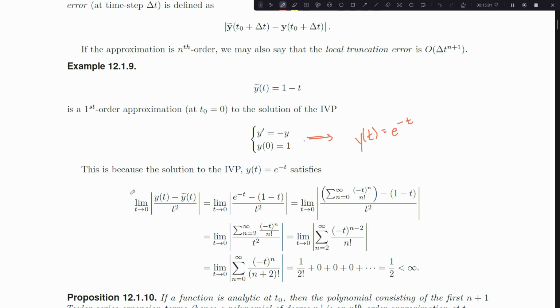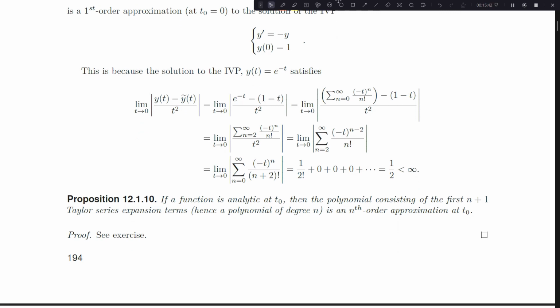And if we calculate this limit, notice I've put a t squared in the denominator because I'm claiming it's a first order approximation. So that number always has to be the order plus 1. And I expand my solution with a Taylor series, then this agrees with the Taylor series up to 2 terms, the constant and the linear term, and so then I start at n equals 2. If I take the limit as t goes to 0 of the n equals 2 term divided by t squared, I just end up with 1/2, which is finite. And so there's a nice example of a first order approximation to the IVP.